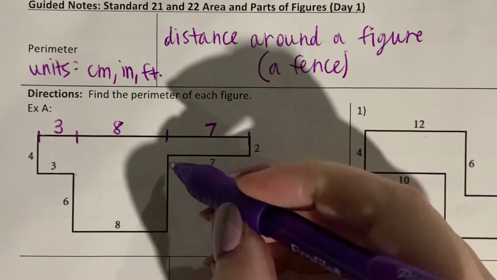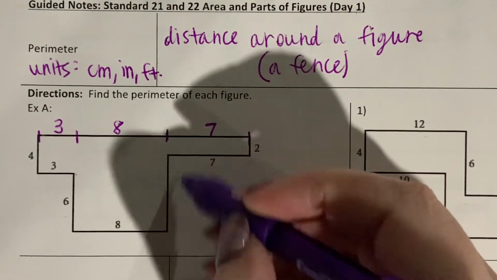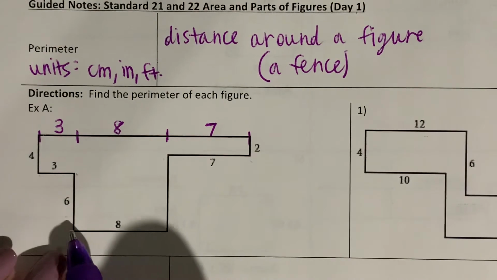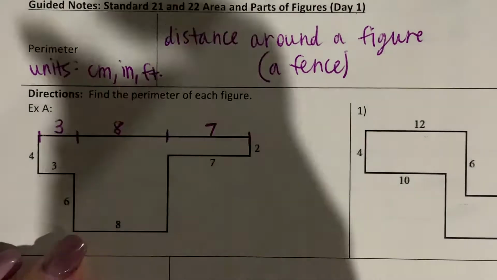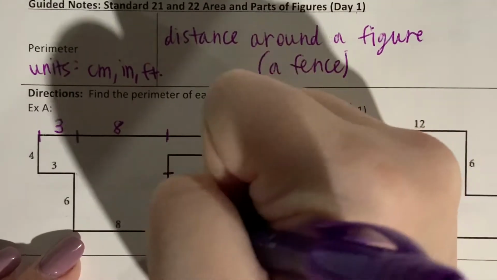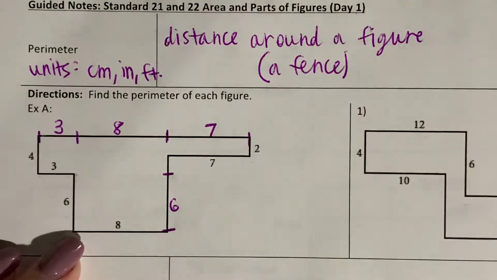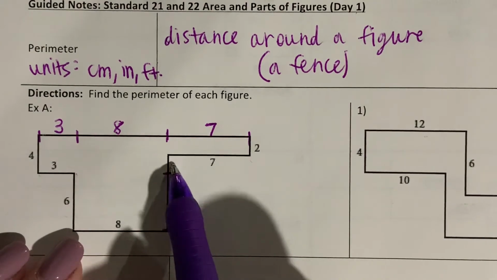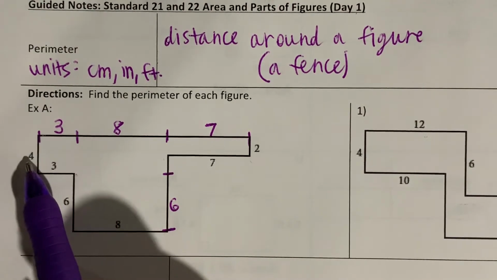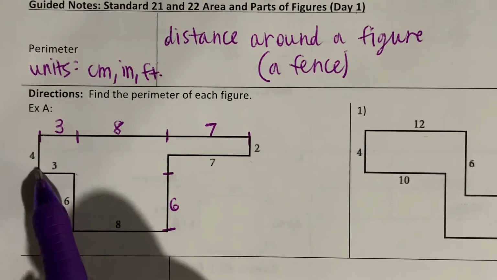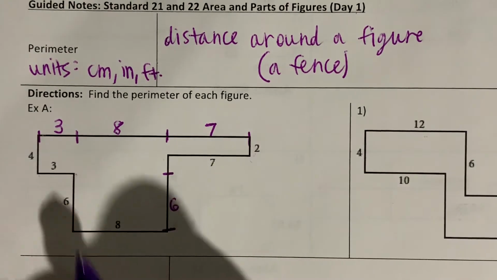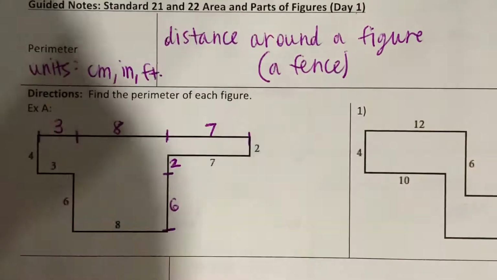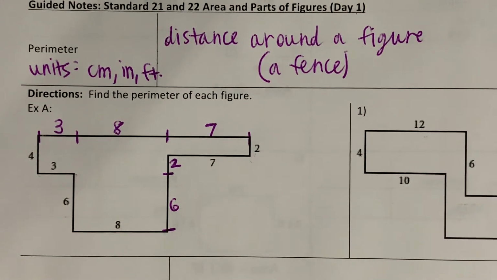Now I just need to figure out the distance along this right edge of my figure. And I may notice that if I use the left edge to help me, from here to here is 6 units. But I still need this little sliver right here. So if I look along the very far left edge, I see that this is 4 units and over here is 2 units. So if I do 4 minus 2, then this last little distance has to be 2.